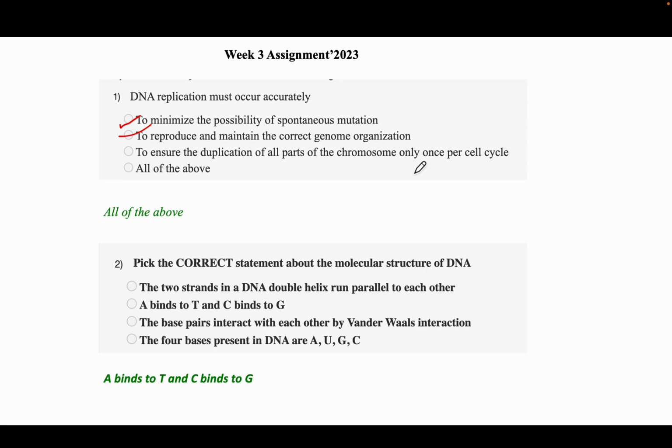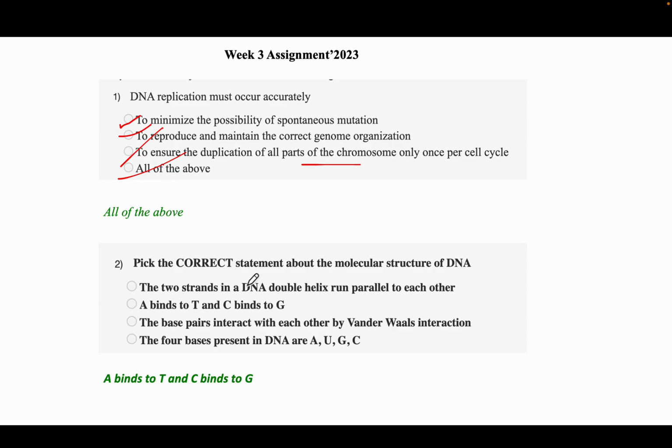So while we duplicate the chromosome, we should have an equal amount of chromosomes in each sister cell. So the cell has to ensure that the duplication of all parts of the chromosome only occurs once per cell cycle. So we can get that all of the above will be correct.